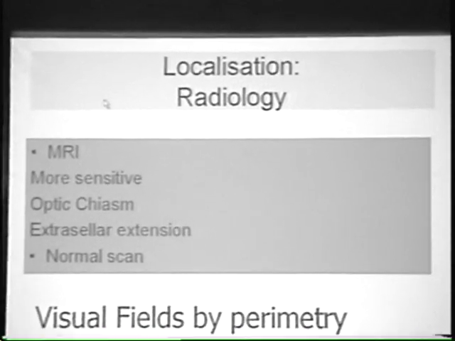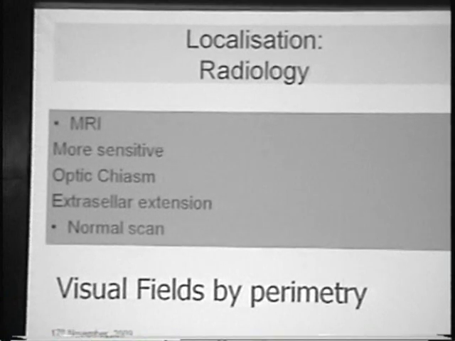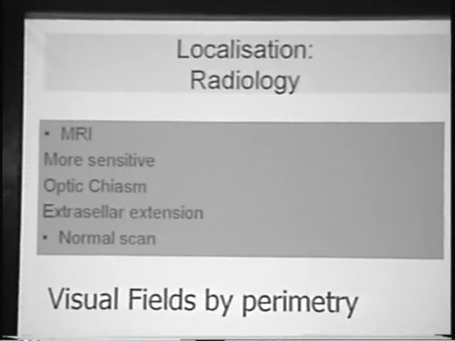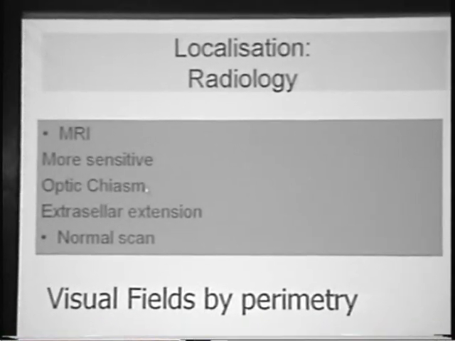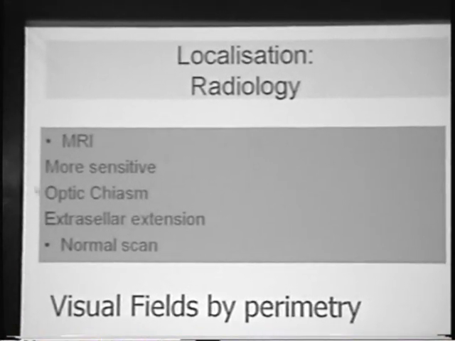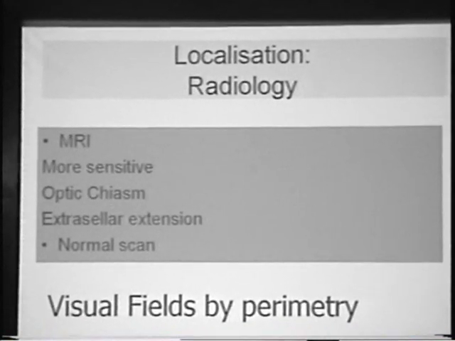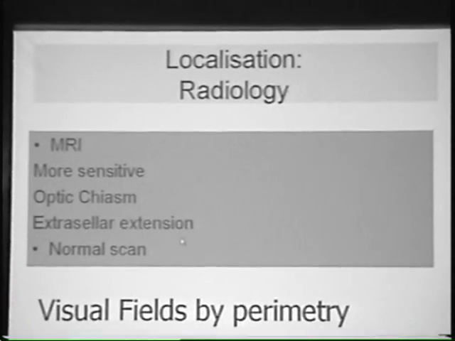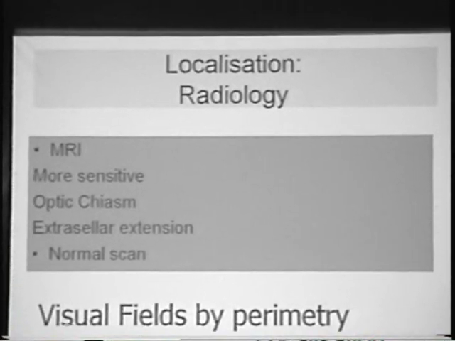We do the MRI, magnetic resonance imaging, which is more sensitive than a CT scan for evaluating the pituitary gland. When we do the MRI, we're interested in the optic chiasm. Why? Because if the tumor compresses the optic chiasm, you're looking at bitemporal hemianopia and risk for blindness. We also want to know if the tumor is extending outside the sella. And we also do visual fields by perimetry. What do we expect?